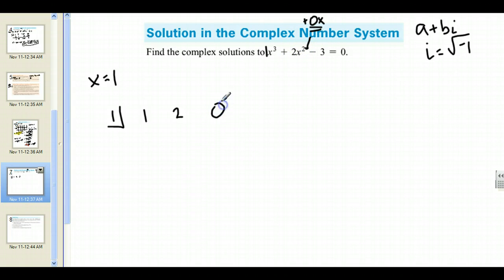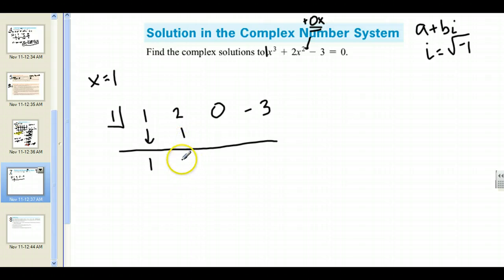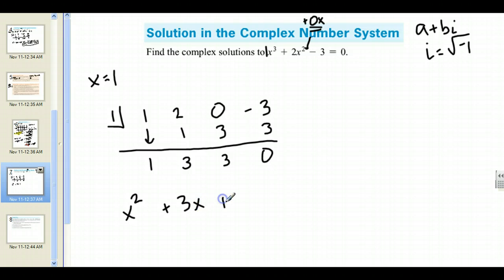So I need to put a 0 here, and then a negative 3. Alright, don't forget those fill-in zeros that are sometimes needed if it ever jumps over anything. Alright, 1 times 1 is 1. 2 and 1 adds to 3. 1 times 3 is 3. 0 and 3 obviously adds to 3. And then one last time, 1 times 3 is 3, and those add to 0. So this was a cubic, so this 1 corresponds to 1x squared plus 3x plus 3.